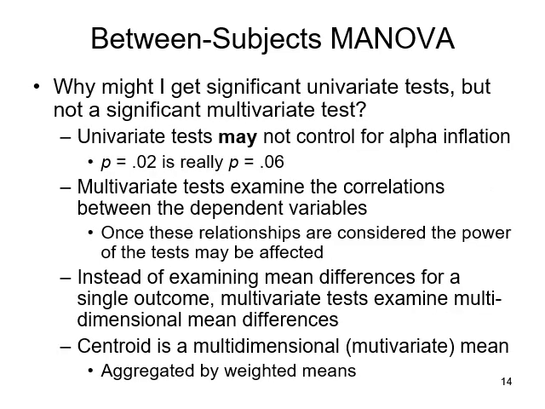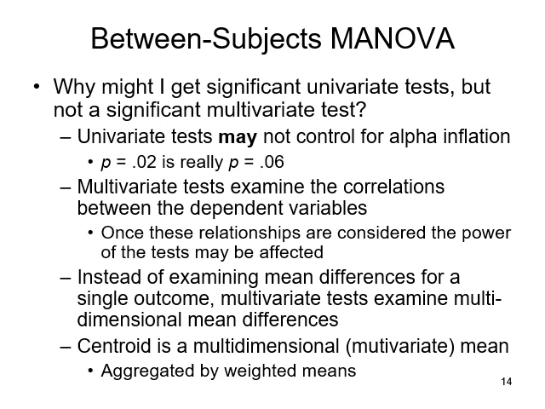So let's talk about some of the weird situations. Why might I get a significant univariate test but not a significant multivariate test? It's hard not to look down the SPSS printout. So for example, you may find that your MANOVA is non-significant, but you can't help but glance down at those univariate ANOVAs and all of them are significant. So the first thing to recognize is univariate tests may not control for alpha inflation.